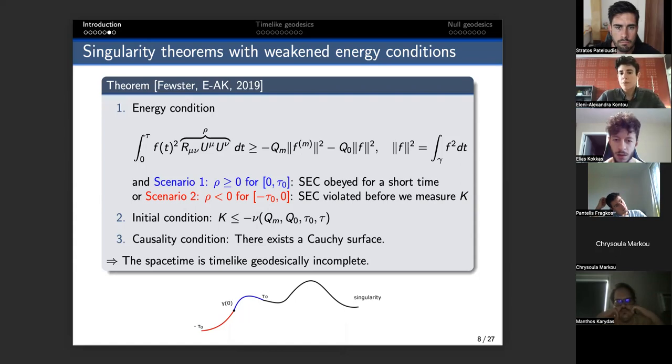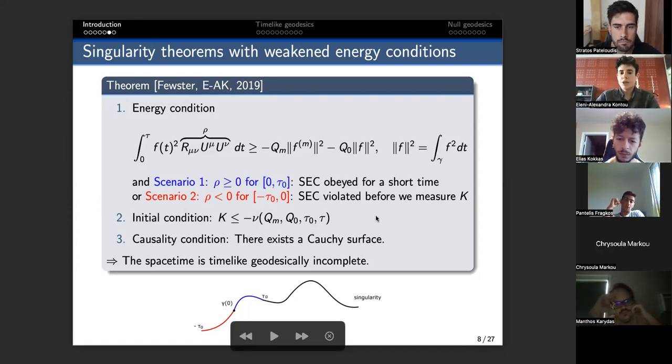Nu, and that number depends on the constants that come from the energy conditions, Qm and Q0. It also depends on the time that a strong energy condition is obeyed or violated, tau naught, and it also depends on the time of formation of the singularity, tau.